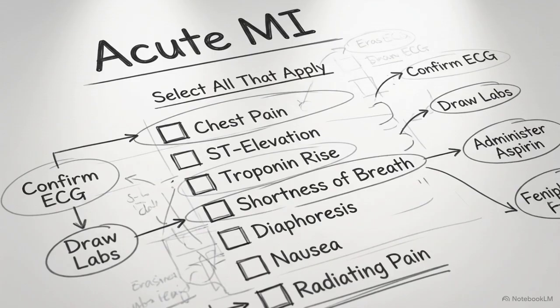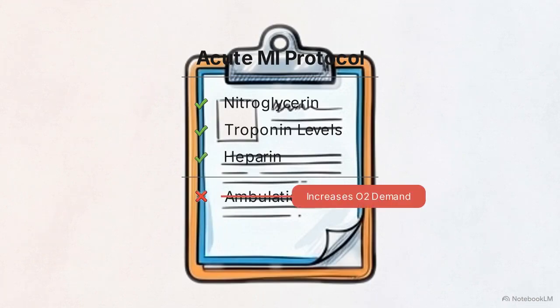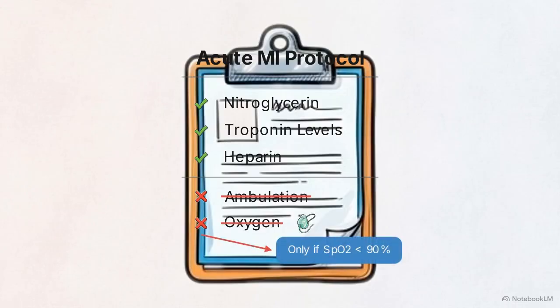Question 5 is a select all that apply for an acute MI. Applying the targeted ischemia protocol, we administer nitroglycerin, obtain troponin levels, and initiate heparin. We explicitly rule out ambulation, which increases cardiac workload, and we withhold oxygen because it is only given if saturation drops below 90%.